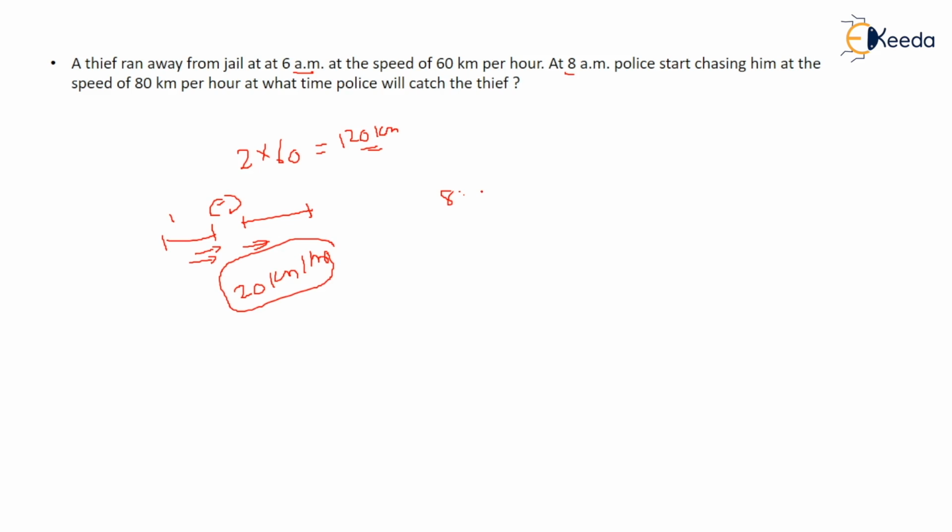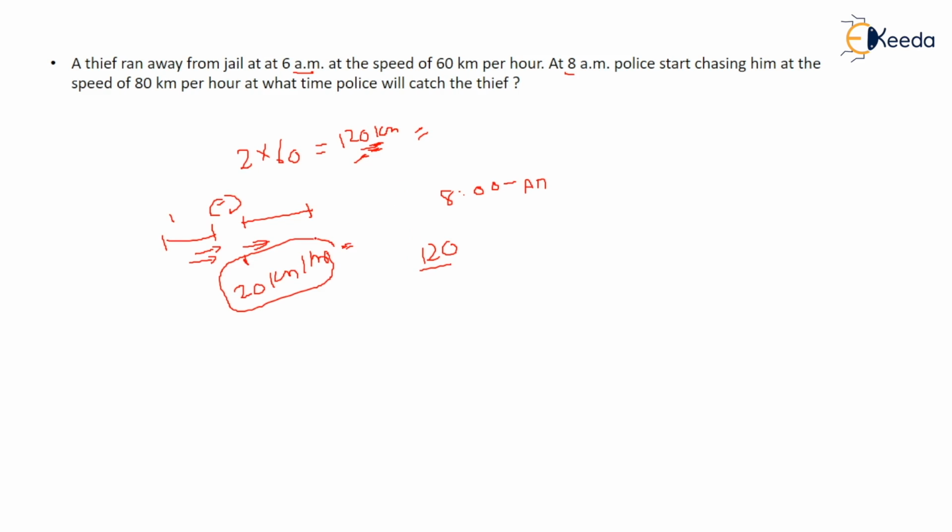So at 8 a.m. both will be at the same ground, right? That means at 8 a.m. I can assume that the thief is 120 kilometer ahead, and now I can compare the speed, right? So 120 kilometer he has to cover. I am assuming that this 120 kilometer distance will not increase more, right? Now because of the change in relative speed, this distance needs to be covered. So in what time will it be covered? 120 kilometer has to be covered, and the speed is 20 kilometer per hour, right?